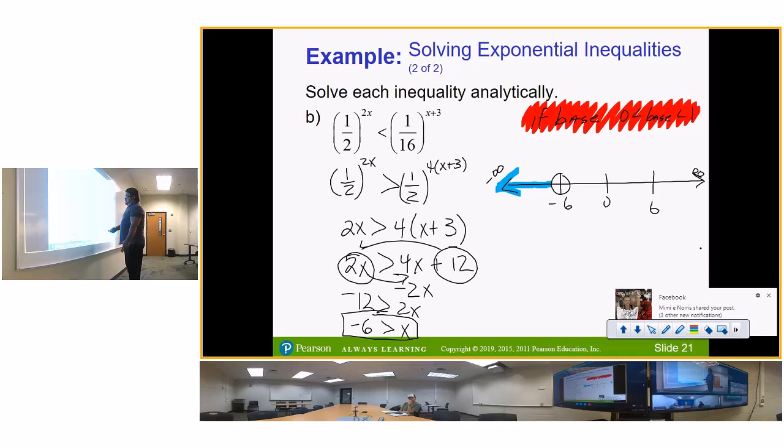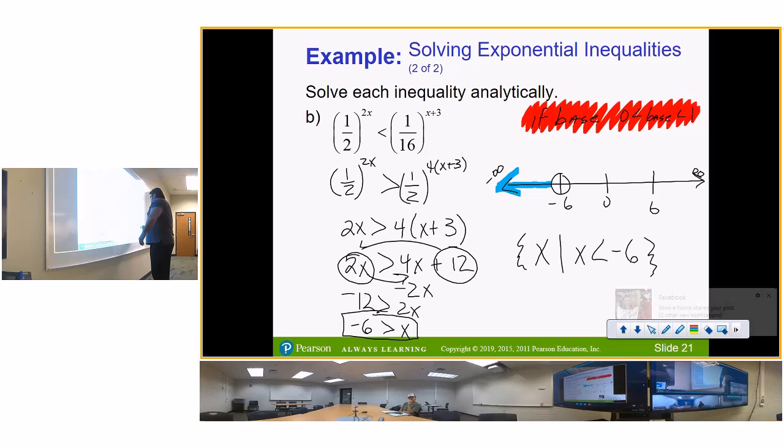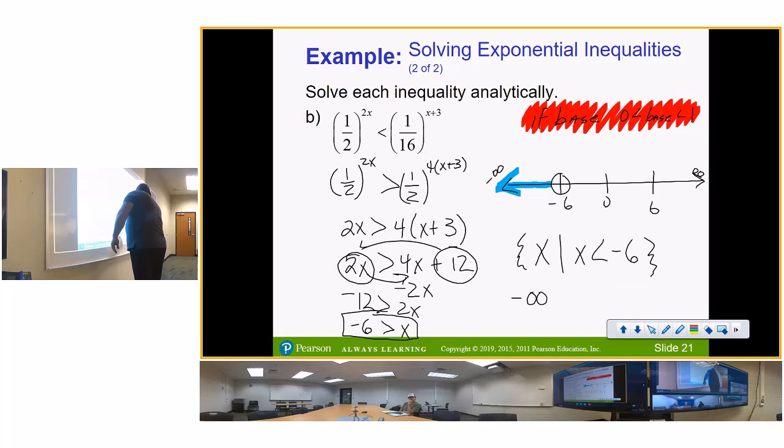And our set builder notation: you put x such that, and then you put the answer in. What's the answer? x is less than negative 6. That's set builder notation. And interval notation you read from left to right. So where is our solution set? Negative infinity to what? Negative 6. Both are exclusive.